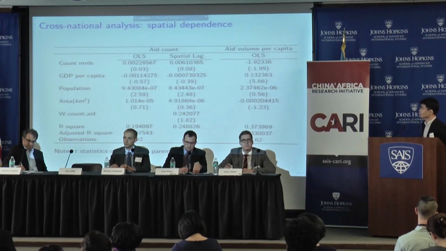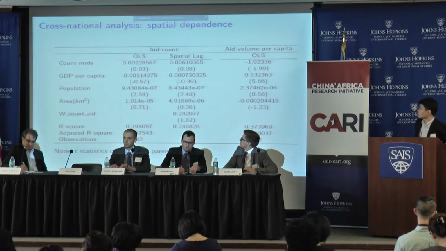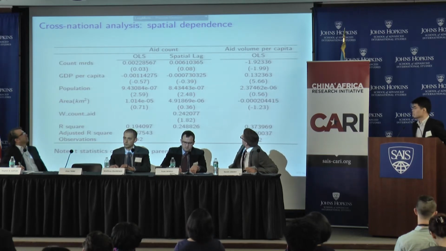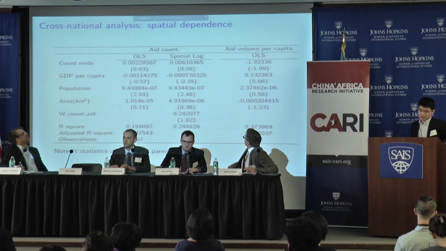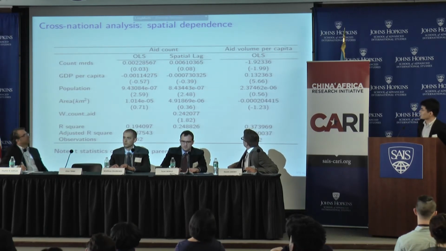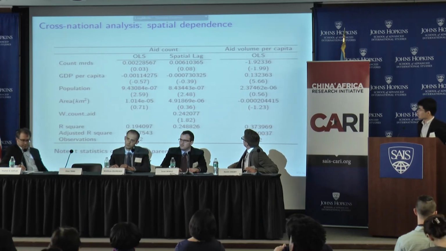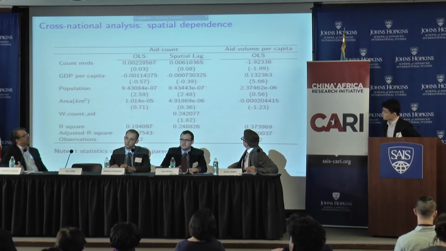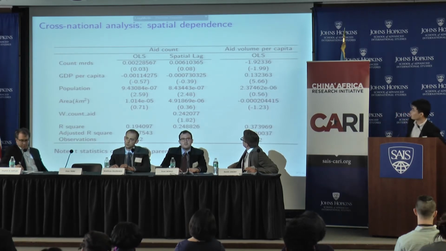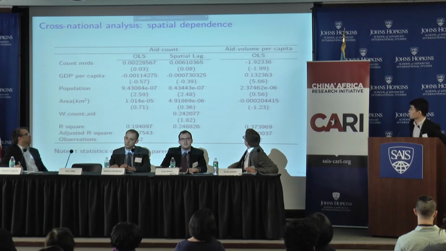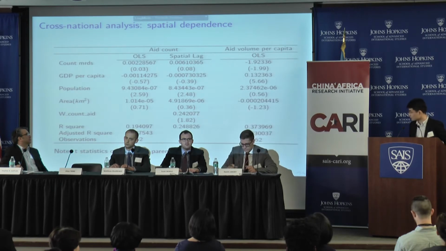I continue to conduct a cross-national analysis, but I use a spatial model. The dependent variable in the first two columns is the aid count in each country, and the main explanatory variable is the count of these mineral resource locations. In the OLS model, there's no significant effect. In the spatial lag model, still no effect. Then I use a new dependent variable, the aid volume per capita of each country. There's still no significant effect, and the coefficient is even negative.